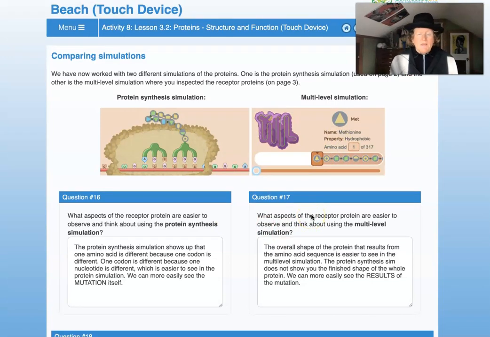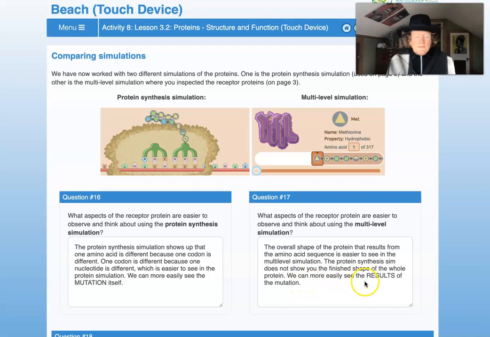What happens when the DNA is mutated? We know that the shape changes and it doesn't bond the signal protein anymore when the mutation is present in the light mouse. So we can see that the overall shape of the protein that results from the amino acid sequence is easier to see in the second simulation. The protein synthesis sim does not show you the finished shape of the whole protein. It shows you sort of a shape, but it doesn't show you the big picture of the shape.